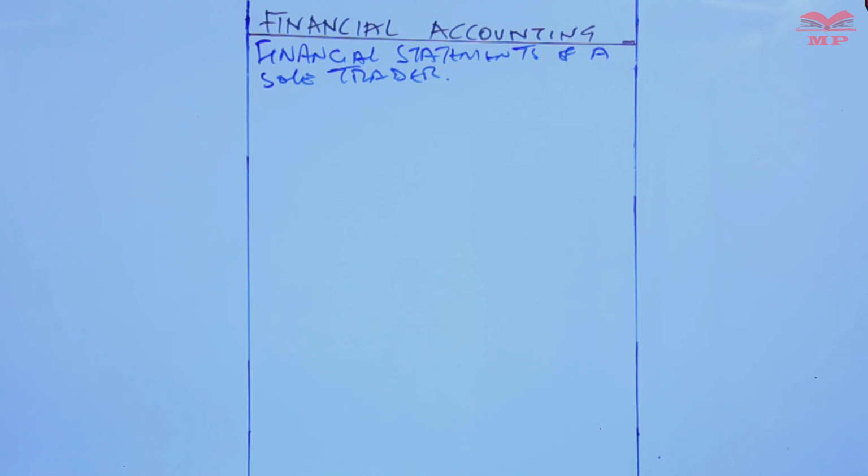Then we have the statement of financial position, which is also known as the balance sheet. It is a statement that presents a snapshot of the business financial position at a specific point in time. And it is through it that we can know the assets, the liabilities, and the equity of the owner. So we are required, first of all, to cover the two financial statements of a sole trader: the statement of profit or loss and the statement of financial position.